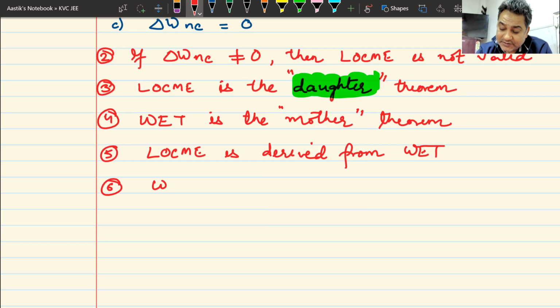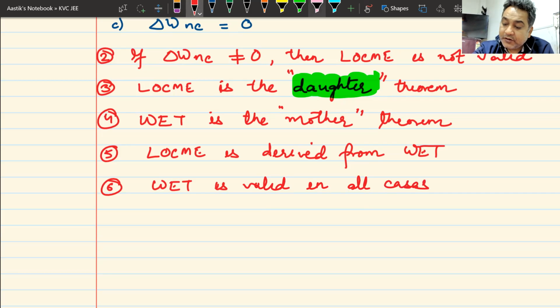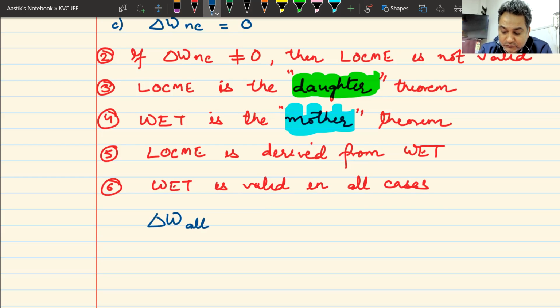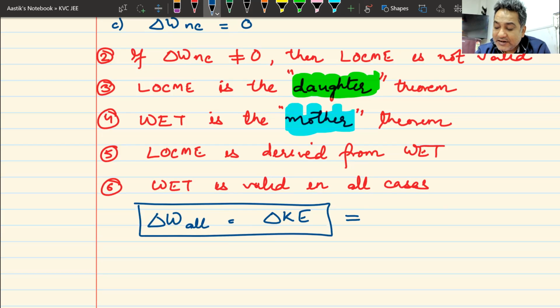Now this work energy theorem is valid in all cases. So basically what I mean to say here is that work done by all forces is equal to change in kinetic energy. This is my work energy theorem. This is valid in all cases. What do you mean by all cases?